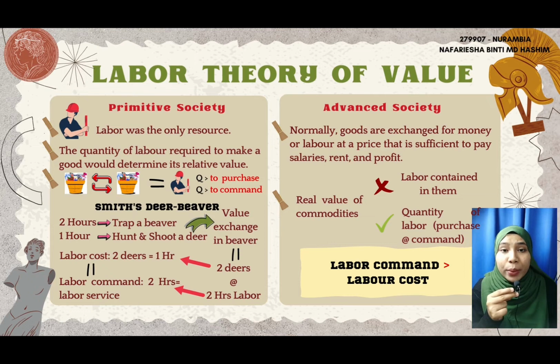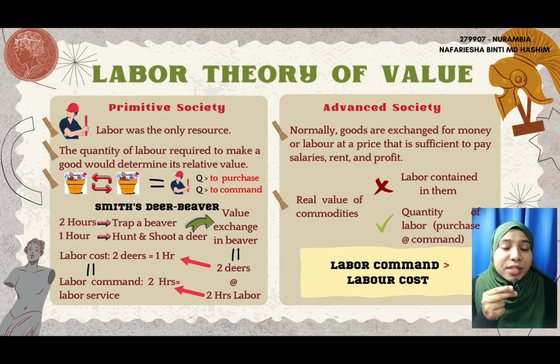Next, labor theory of value. Adam Smith discussed his theory on value in primitive society and advanced society. He also argued that labor was the only resource in primitive society, which means the quantity of labor required to make a good would determine its relative value. Basically, the value of a commodity that is to be exchanged for another commodity is equal to the quantity of labor which enables the person who owns the commodity to purchase or command.